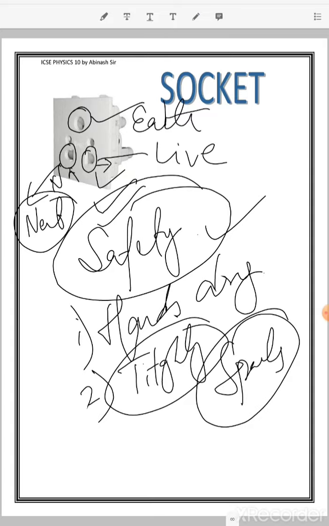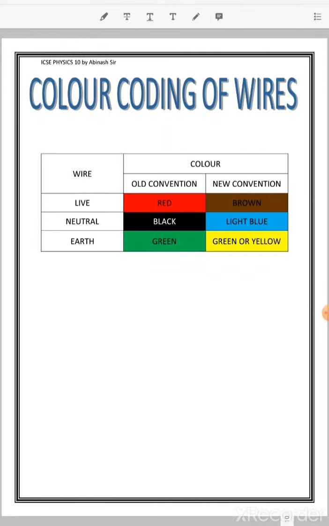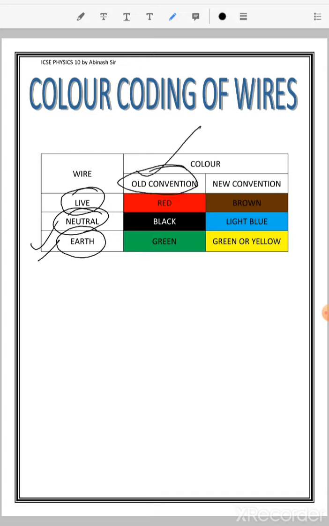Now that was your socket. Now let's go to the last topic, and the topic is color coding. How to know which one is live, which one is earth, and which one is the neutral wire? There are two types of color coding. Number 1 is the old convention that was followed in olden days. Nowadays we follow the new convention. As per the old convention, red was the live, because red means danger. Red is a color for danger, and a live wire gives you shock. So to denote the shock with danger, the red color was used in the early days.